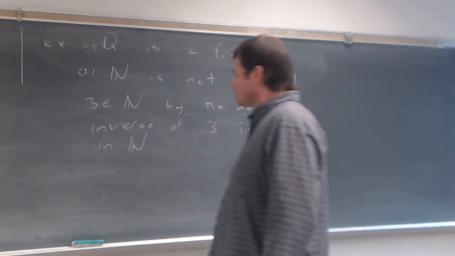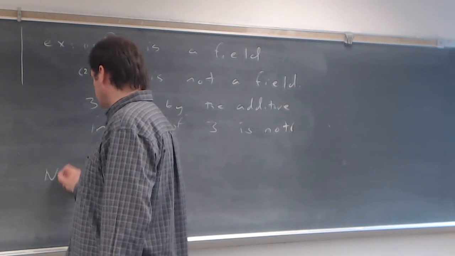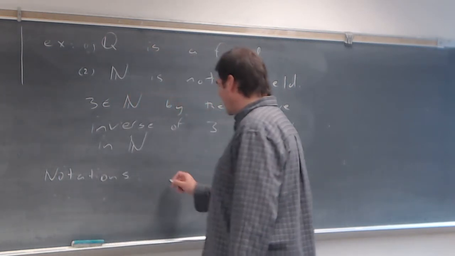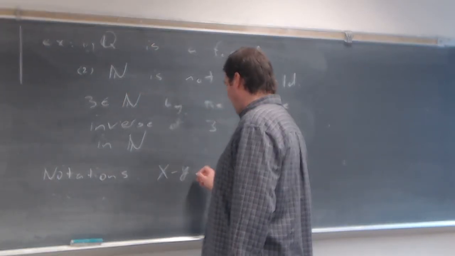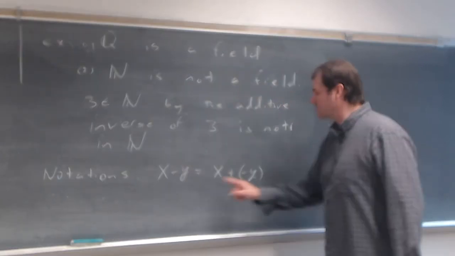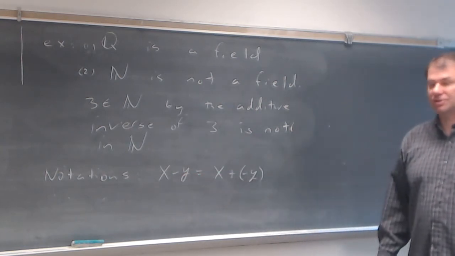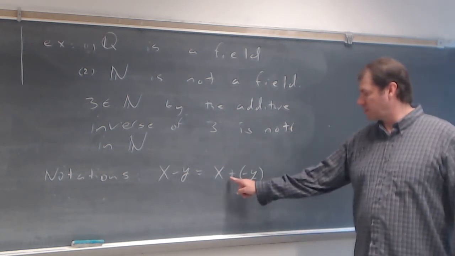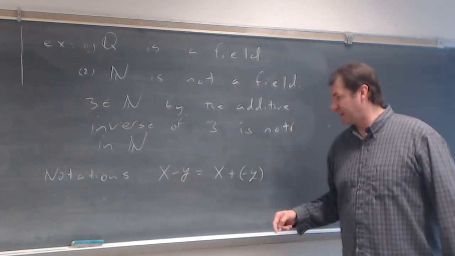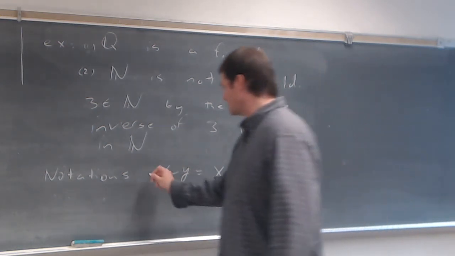Also, I want to give some definitions, or some notations. We can have x minus y, which is really defined by x plus minus y, where minus y is the additive inverse of y. So this is the way that we're defining subtraction. For a field, we only have addition and multiplication. So I could say, here's what x minus y is. It's x plus, because we know what plus is, the additive inverse of y.